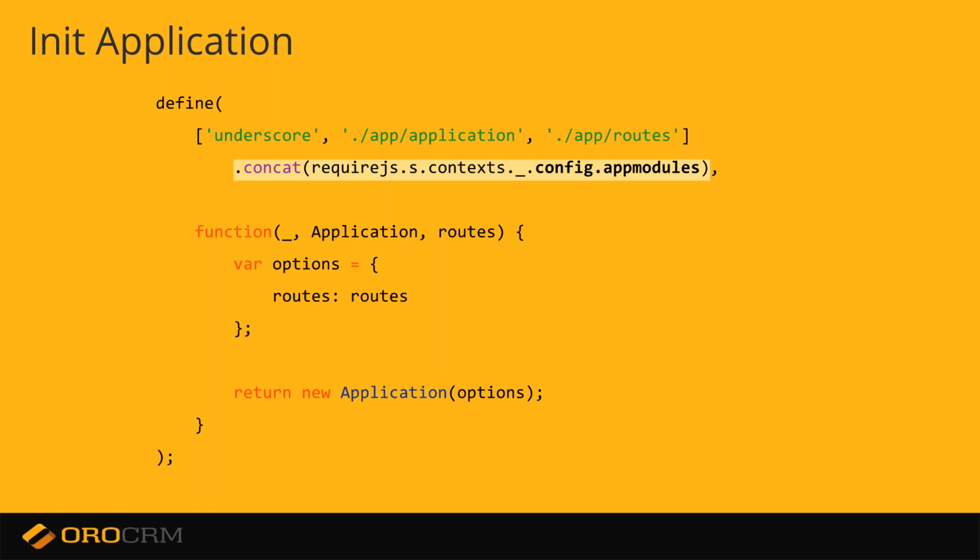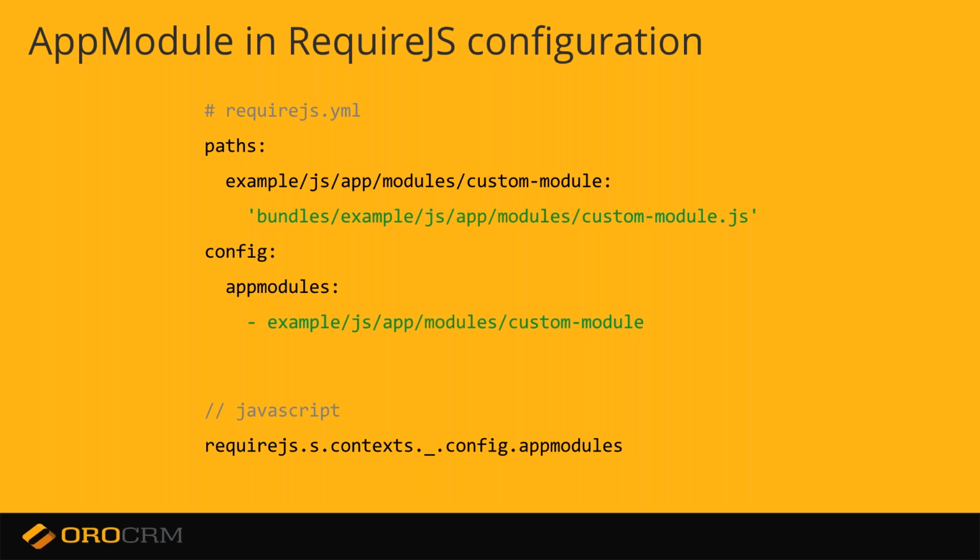This way, we make sure that all extensions of application are initialized at proper moment of time. Once RequireJS loads all dependencies and executes the definition callback, application is ready to start. App modules are defined in a RequireJS configuration.